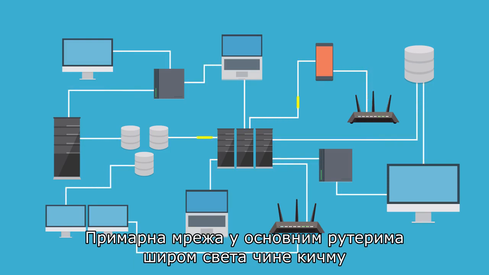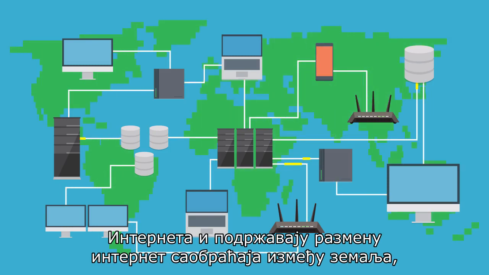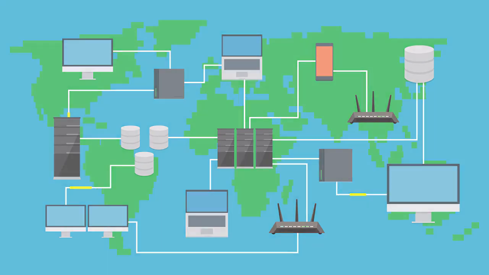The primary network and core routers around the world make up the backbone of the internet and support the exchange of internet traffic between countries, continents, and across oceans.